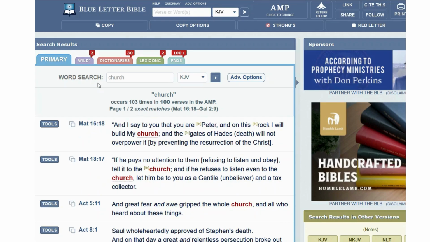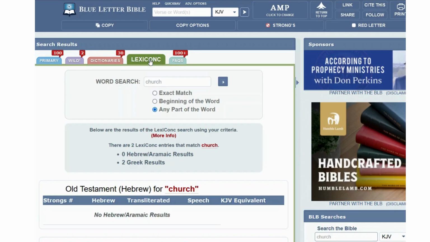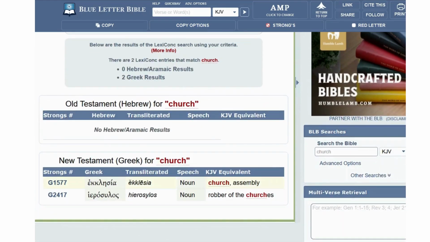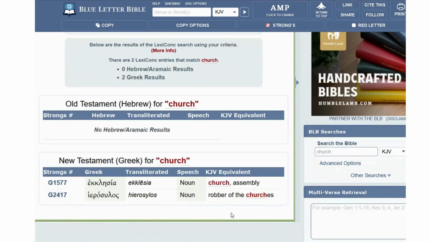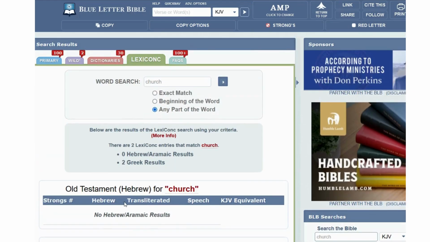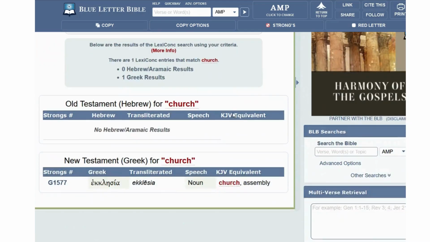So we're back in Blue Letter. And the lexicon, to get to the lexicon for the word you're looking for, it's right here on this tab. And it'll tell you how many results down here in this box. And it first pulls up any part of the word. So down here we have robber of churches. So that's why it's pulled this entry in. If you want to look for exactly what you're looking for, then click exact match and click this button again. And then it will refine the results.